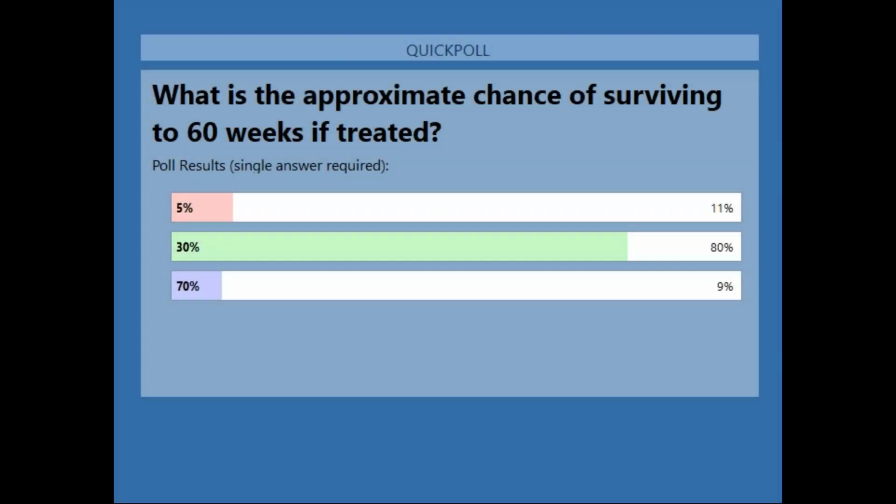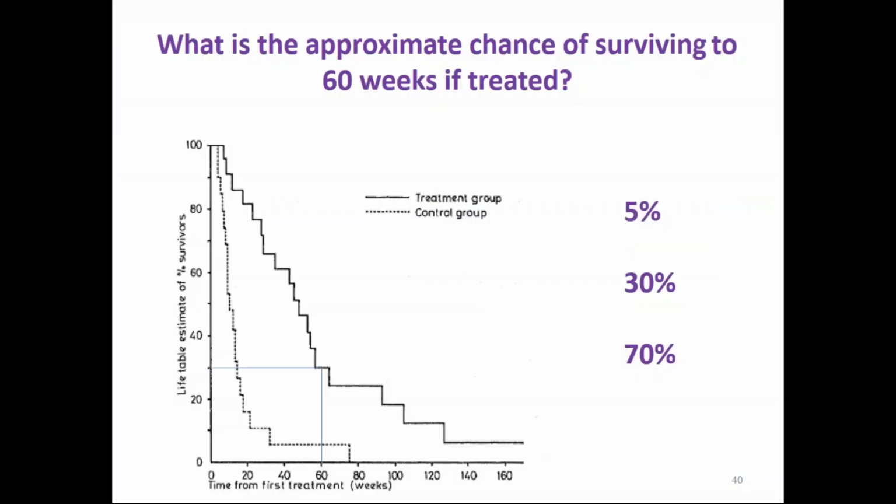Okay, so I can see that 80% of you have gone with 30% as the survival probability, and that's the correct answer. So we look across at the time axis at the value of 60 weeks, draw a line up to the survival curve for the treatment group, and then across to the corresponding survival probability of 0.3, or here on this scale it's 30%. And that's going to be important to understand, because that's the kind of information we want to extract from the survival curve for this final method based on the Kaplan-Meier curves.